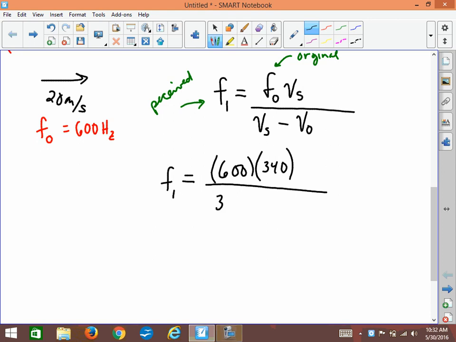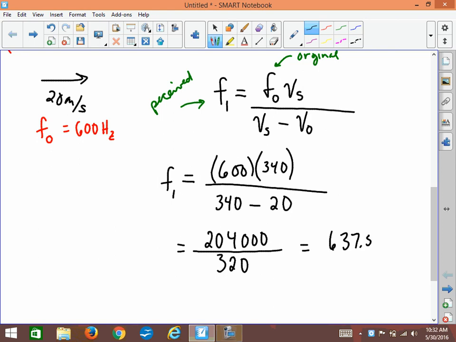And then we would have 340 on the bottom minus the speed of the object, which is 20 meters per second. So it's really not super hard math, right? So if we do the math, we would have to take 600 times the 340, which is a fairly big number. And we get 204,000 on top. And then that will be divided by 320. So the answer would be 637.5 hertz.